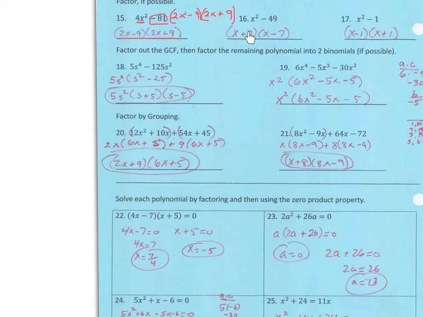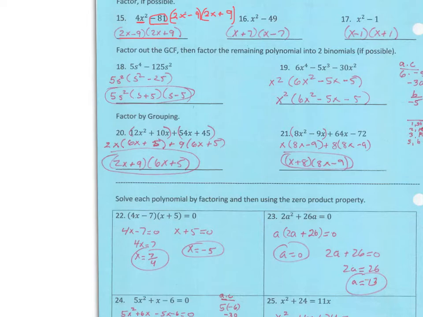Number 16 works the same way. So x times x gives you x squared. What multiplies to give negative 49? Positive 7 and negative 7. And then number 17 works the same way. All right, number 18 says factor out the GCF, then factor the remaining polynomial into two binomials. So if I look at 18, I can see that I'm going to factor out a 5s squared.